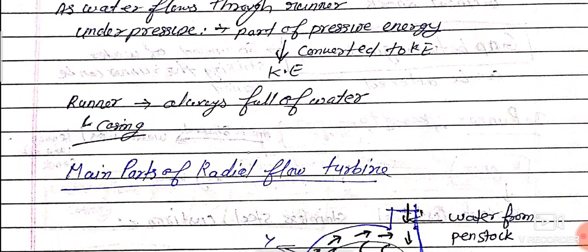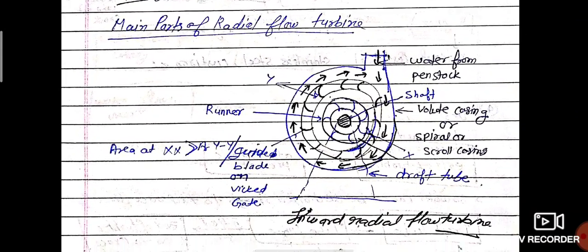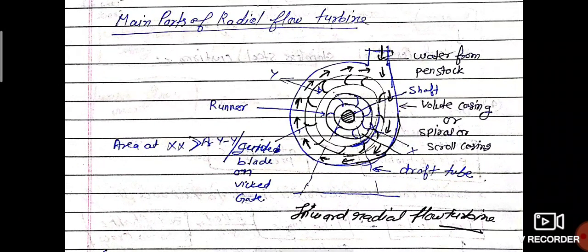Main parts of radial flow turbines. Here are given the main parts related to radial flow turbine: runner, volute casing or spiral casing or scroll casing, draft tube, guide blade or wicket gate, and water from penstock.